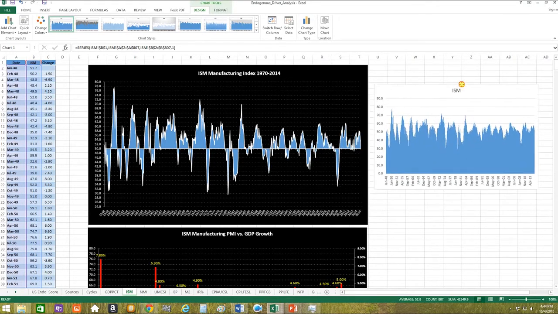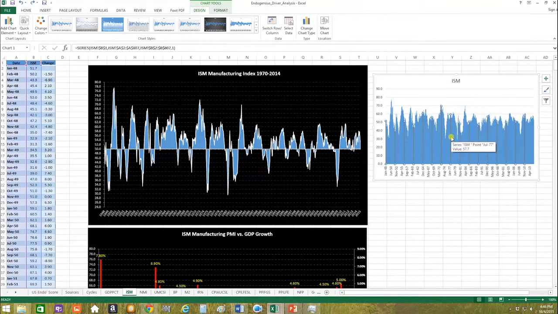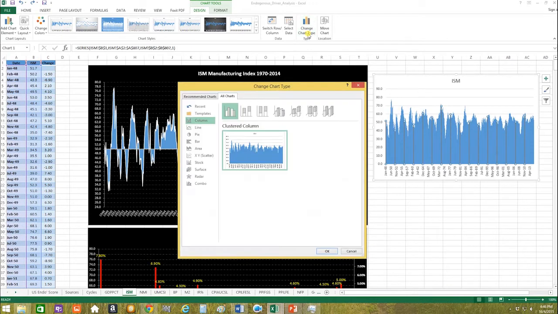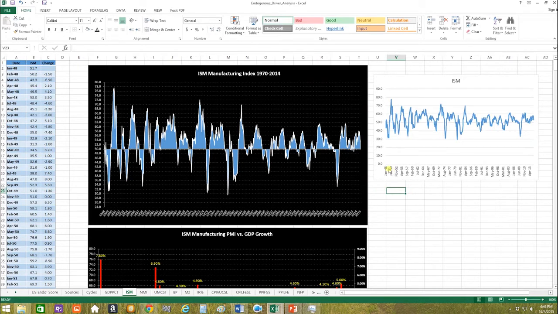Our chart is now ready to be changed into a line chart. And all we have to do to change the chart type is go to this area here after clicking on the data within the chart. Click on Change Chart Type, and you can see at the moment it's defaulting to column. We change that to a line and we hit OK. Now all the information is there going back to 1948.